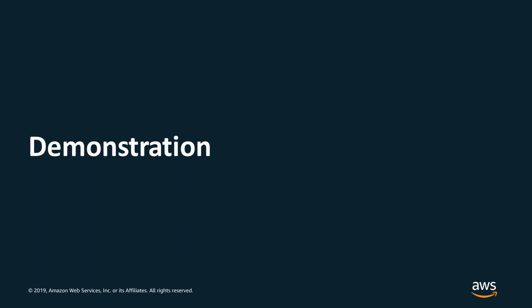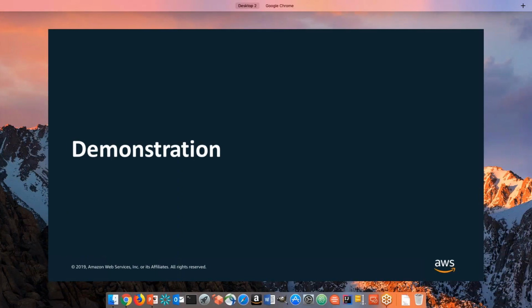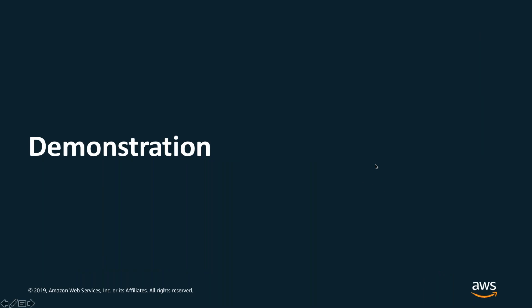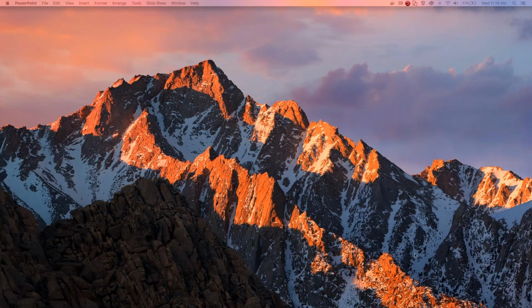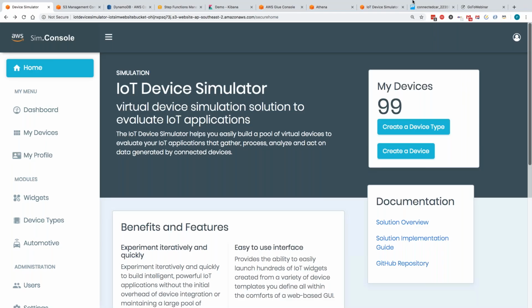And then I'm going to show you the Kibana dashboard that is displaying live metrics of the data arriving in the data lake. So let's jump across to the AWS console. Okay, so here you can see I have the IoT device simulator web page open.